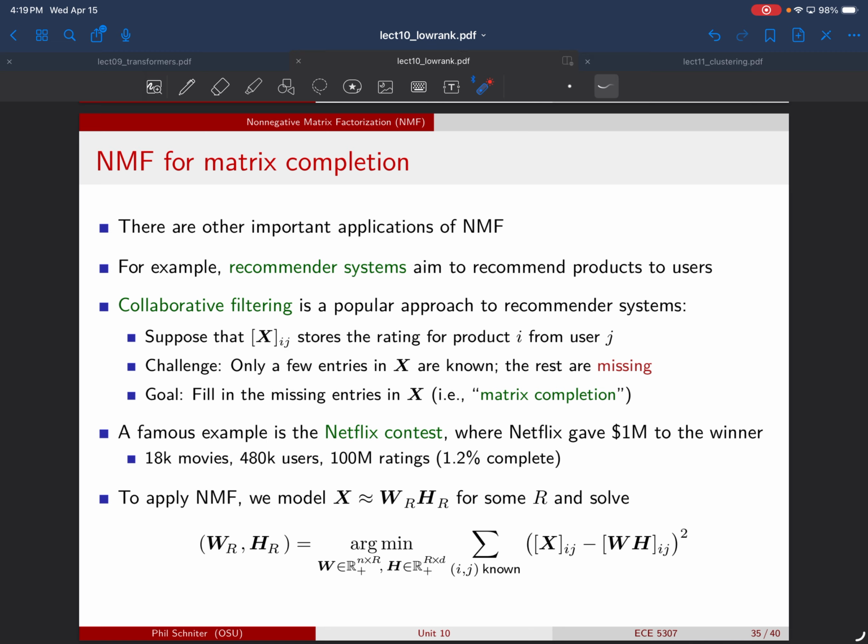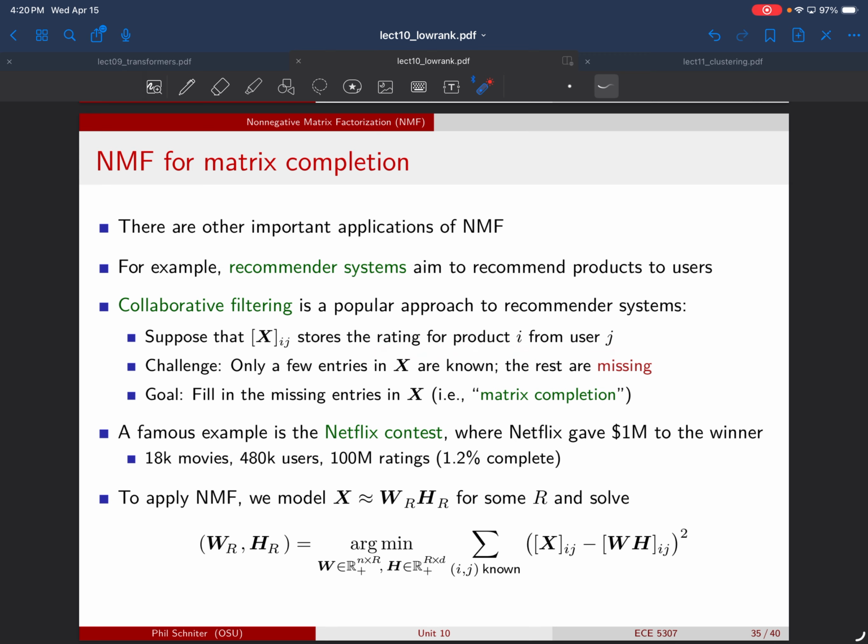I mentioned this briefly before, the Netflix problem. So this is an important problem for online commerce. So you want to recommend advertisements and things to people that are browsing the web, a many billion-dollar industry. And collaborative filtering is a particular approach that you can use for recommender systems. And so the way that goes is you envision a matrix X where the ith row and jth column stores the rating for product i from user j.